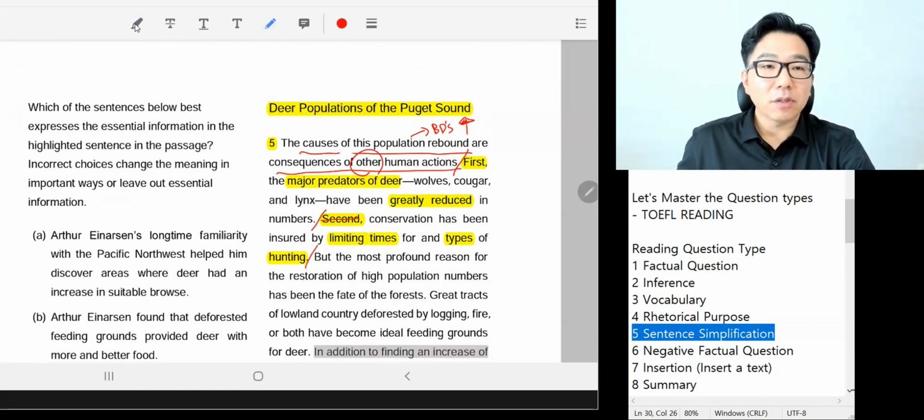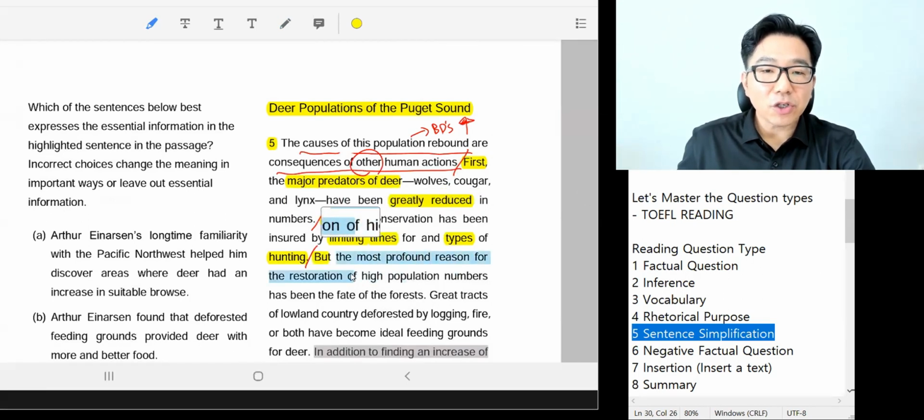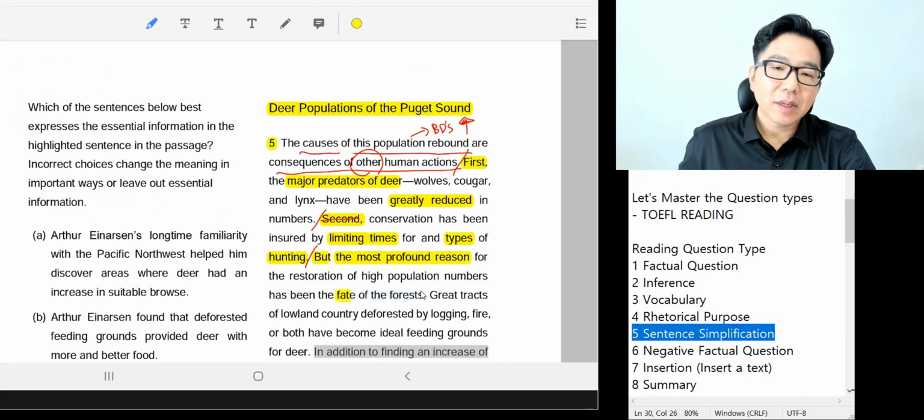But important things coming up. But the most profound reason for the restoration of high population numbers, okay, so the most important reason for the population increase has been the fate of the forest. Okay, so fate, destiny. Okay, fate of the forest.